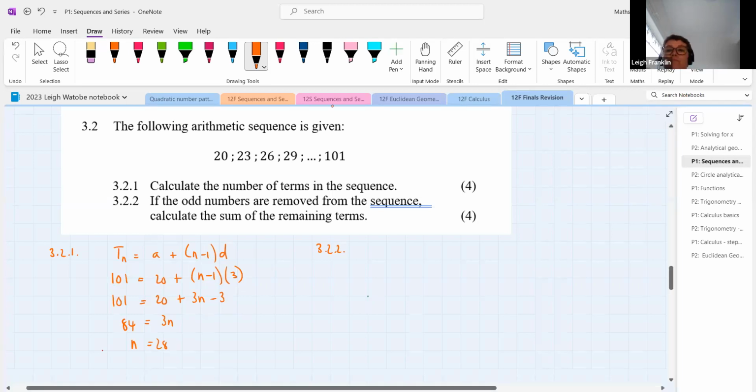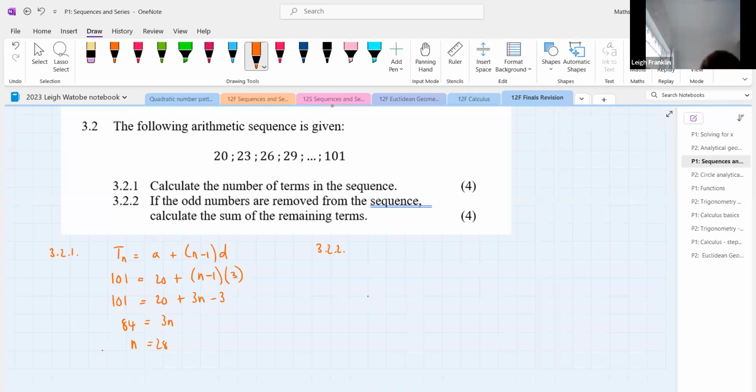We have to remember. So what do you think you would do, guys? If they told us they were taking the odd numbers out and we had to calculate the sum of the remaining terms, what would your approach be? Can anybody tell me what they think they'd do?